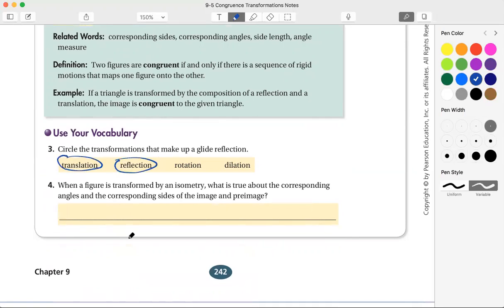When a figure is transformed by an isometry, what is true about the corresponding angles and corresponding sides of the image and pre-image? The corresponding angles and sides are congruent.